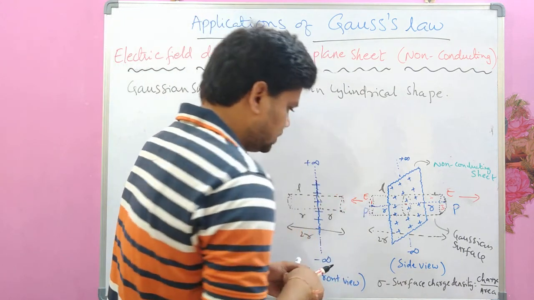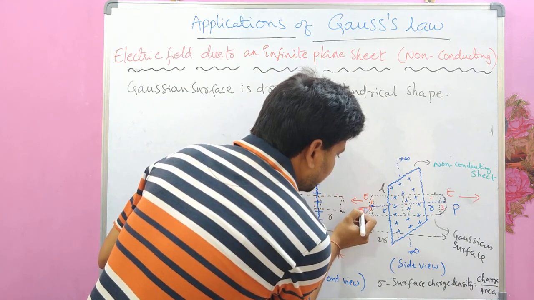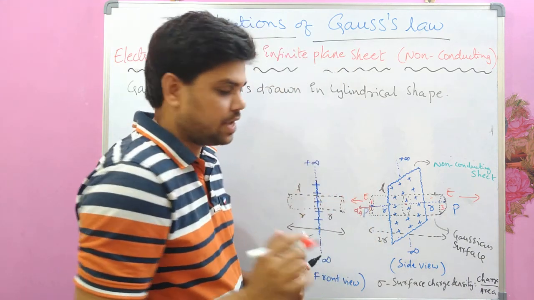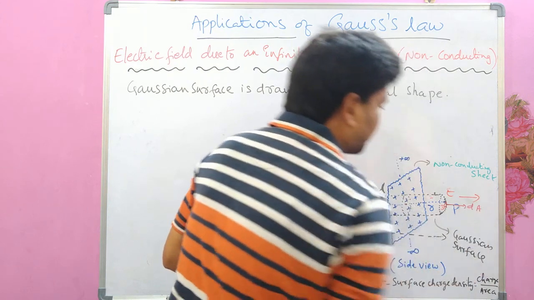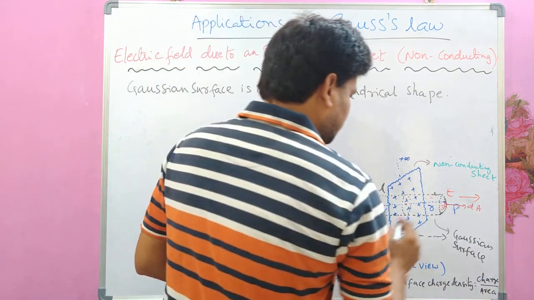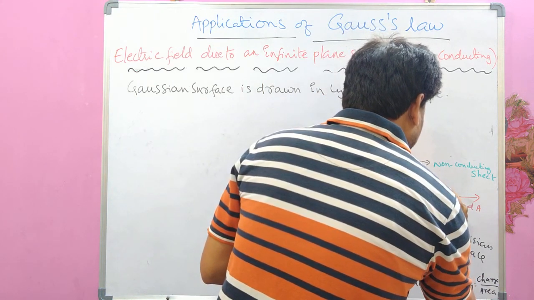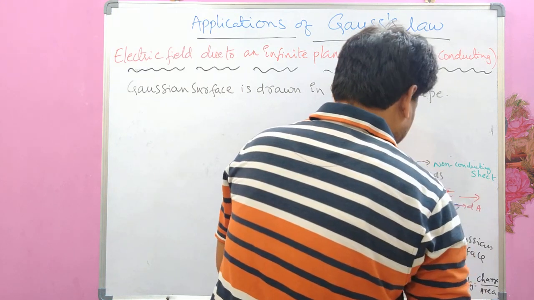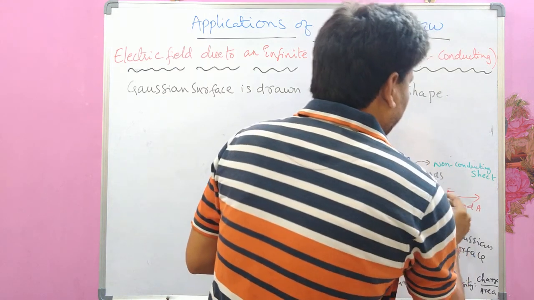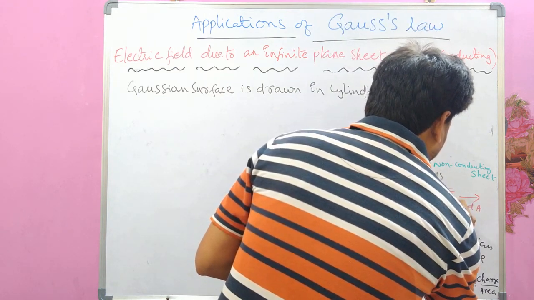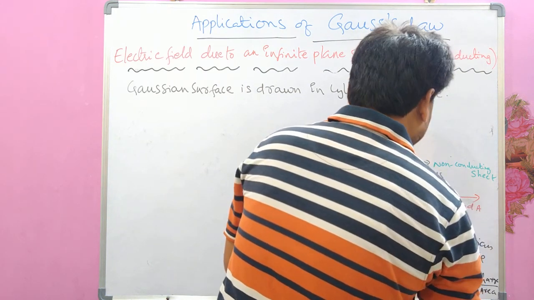If I consider one small area on this flat surface, let us take it as dA, and on this side also it will be dA. On the curved surface, let me take it as dS, because the curved surface area is different from the flat surface area. Here the electric field is this way, so it is 90 degrees here.